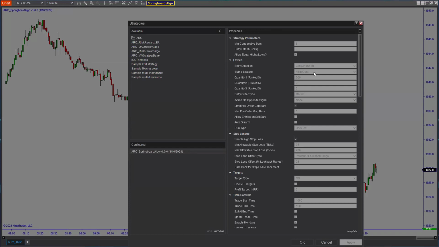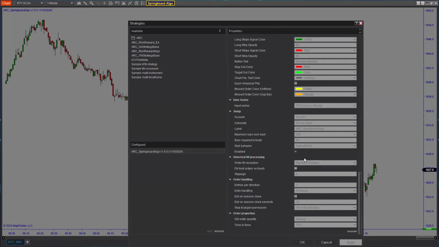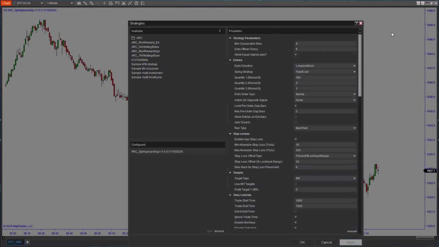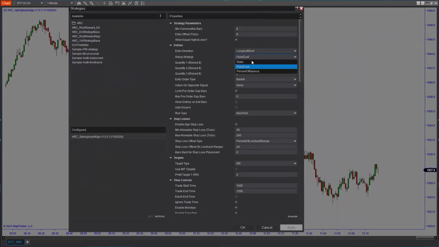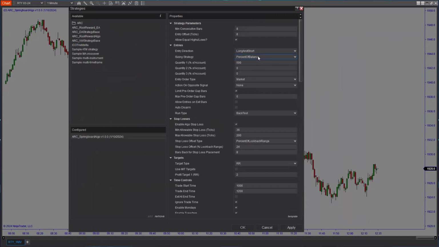I think maybe because I put fixed cost. I don't know. So let's disable it and go look. Fixed cost, percent of balance, market, none. I don't know. I have seen it there before. I don't know. I'll look into it.